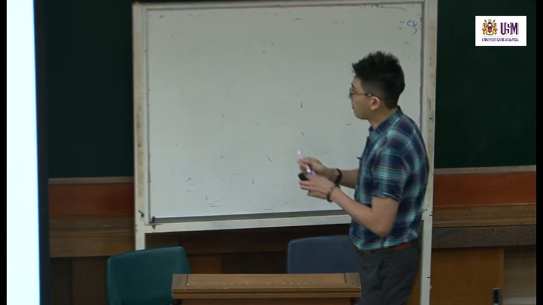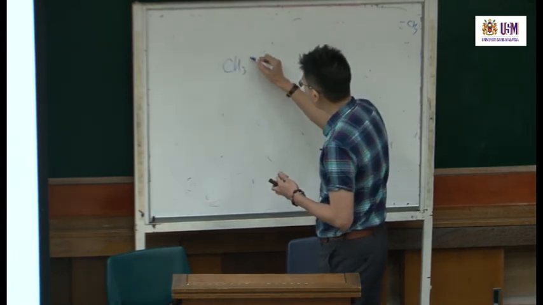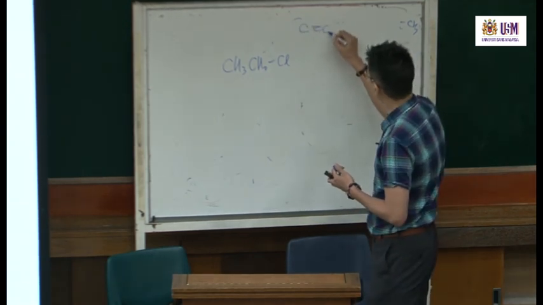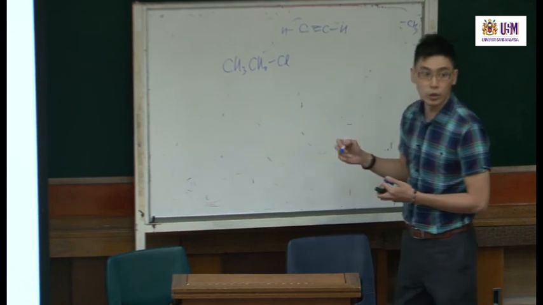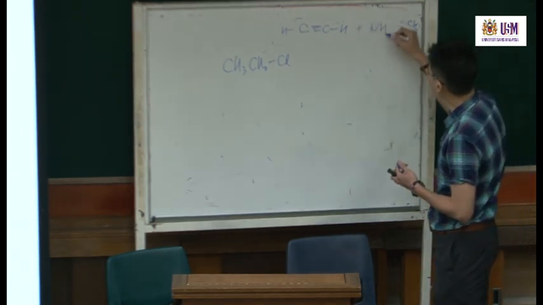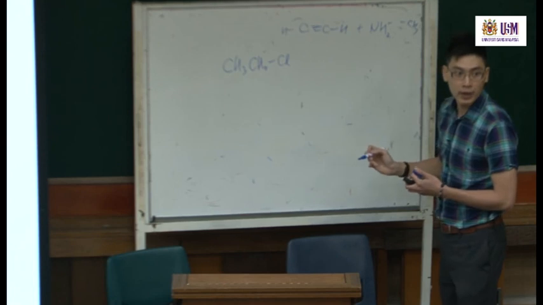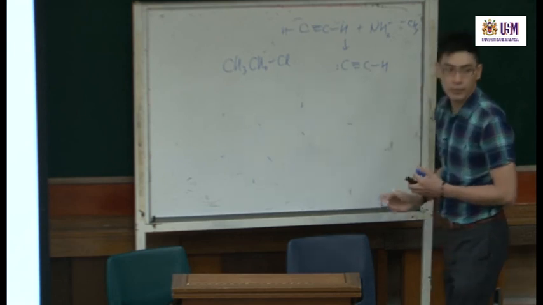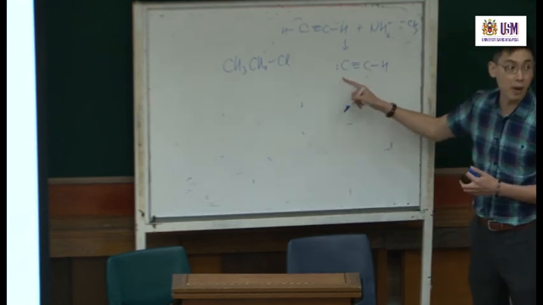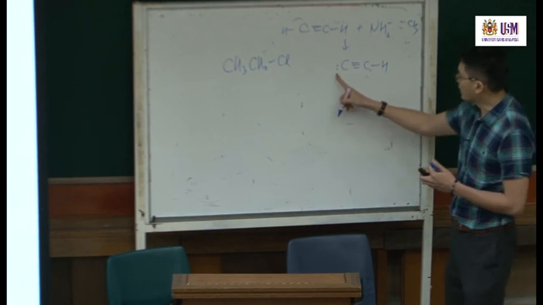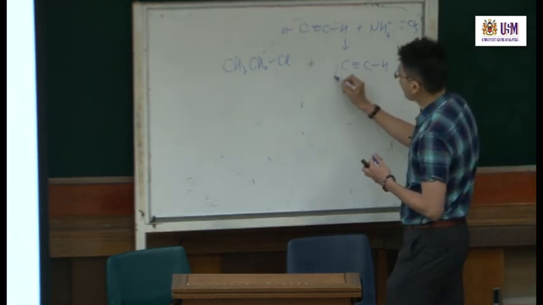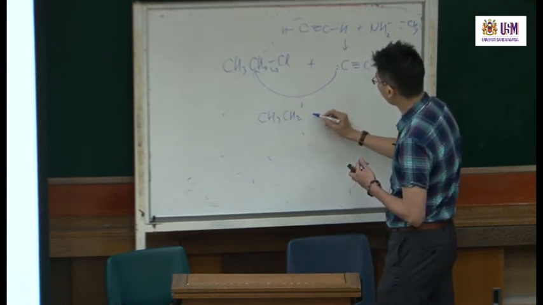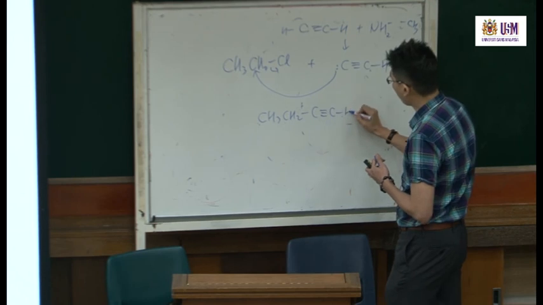Okay, for example, over there, you have CH3, CH2, Cl. And you have C triple bond, H and H. What you need to do, the first step is to react with NH2 negative. Then you will generate C triple bond, C negative. One equivalent, you only generate one acetylide anion. Then this acetylide anion reacts together, you get CH3, CH2, C triple bond C, H.